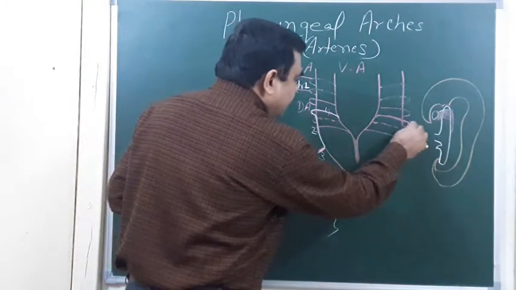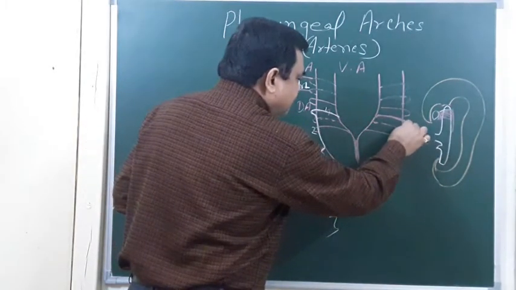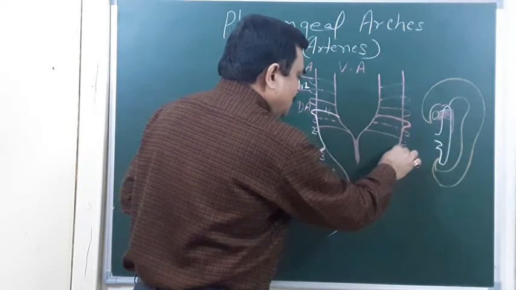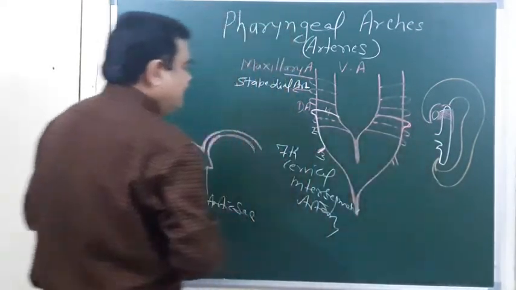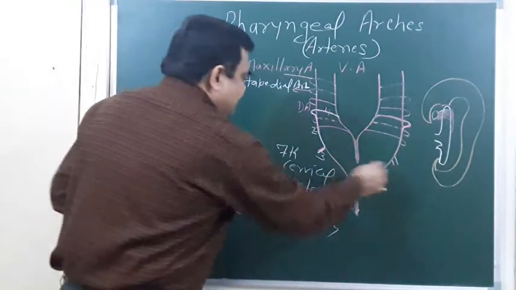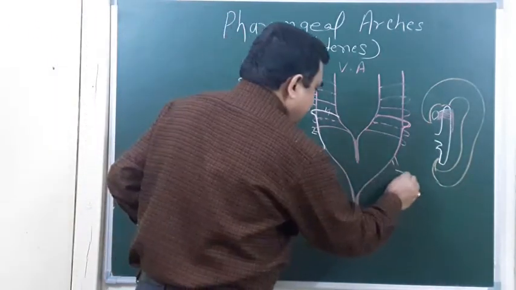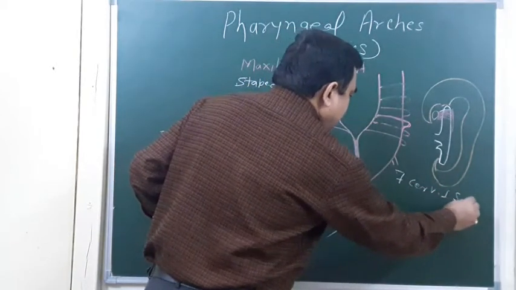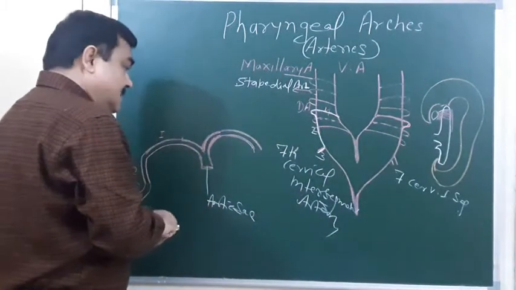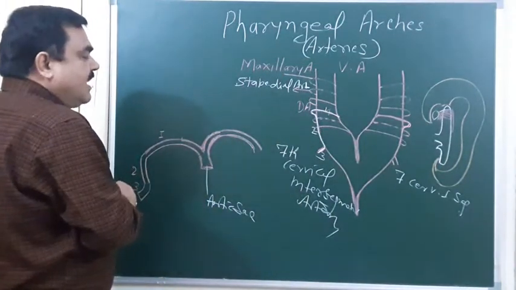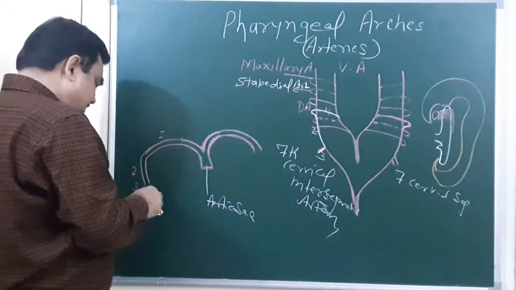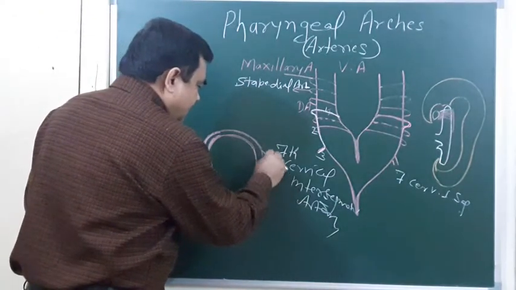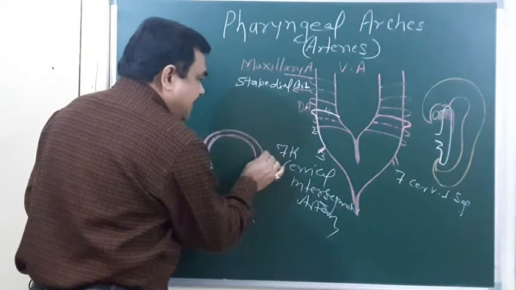And here is position of seventh cervical intersegmental. This is seventh cervical intersegmental artery on left side. This seventh cervical intersegmental artery on left side forms the subclavian artery. So here, subclavian artery is formed.